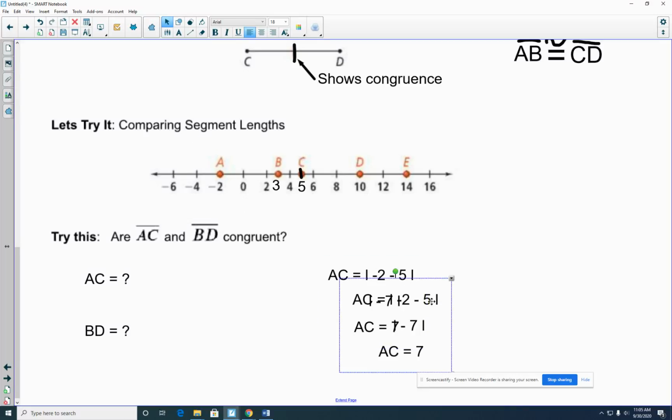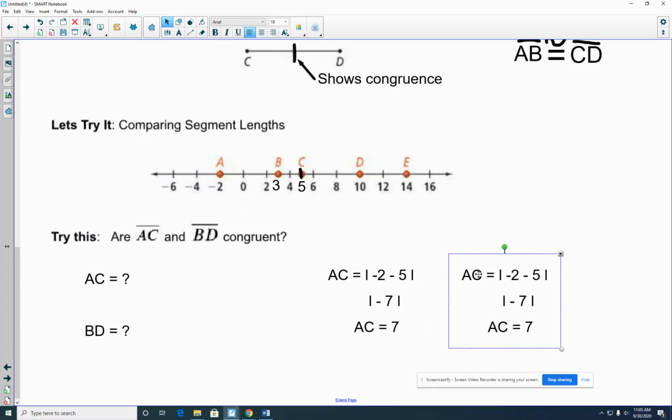Now let's do something similar for BD. I'm going to take this and clone it, cheat a little bit, and change this to BD. Erase what's in here and erase what's in here. Let's see what we get. From B to D, we have 3 minus 10. The absolute value of 3 minus 10, which is -7. The absolute value of -7 is just 7.